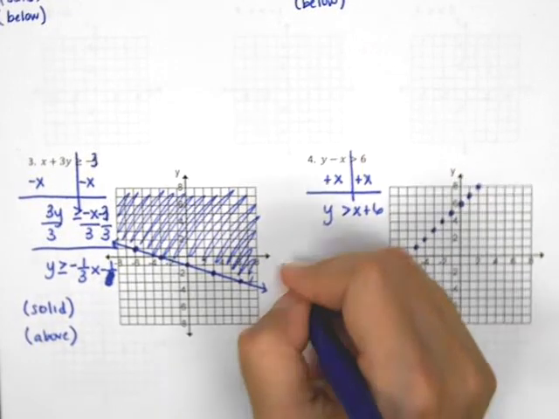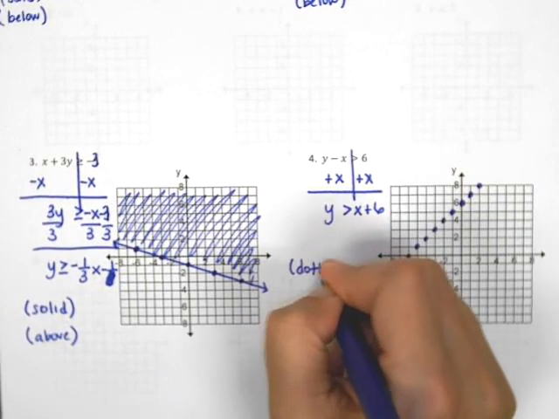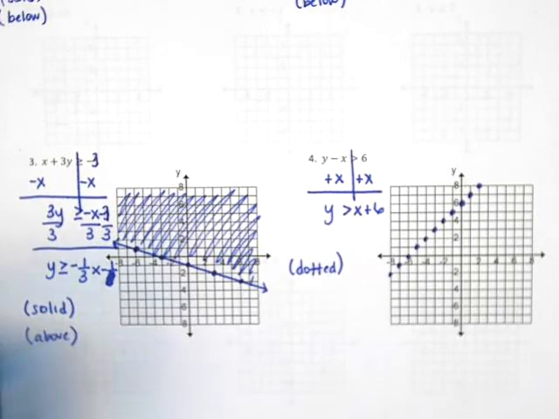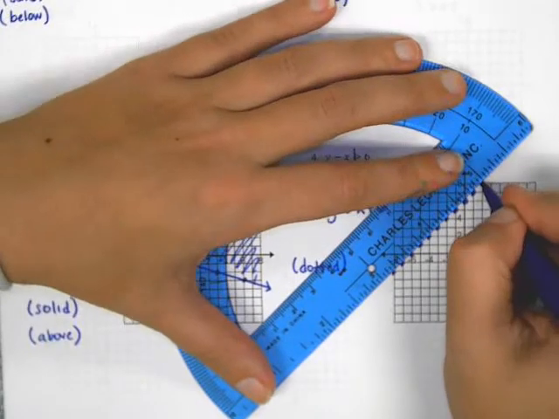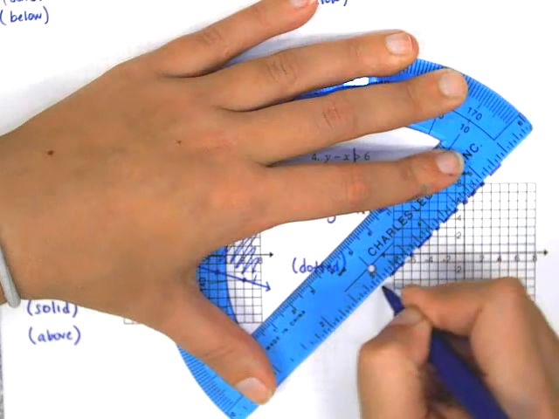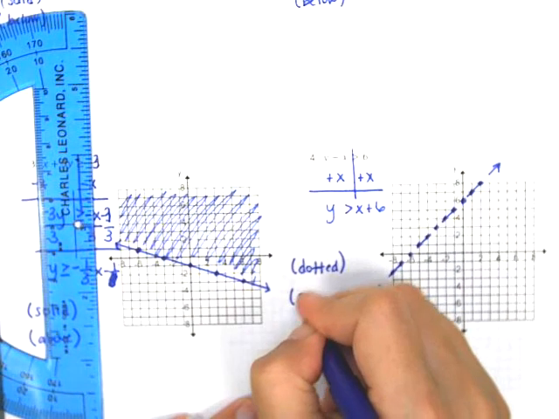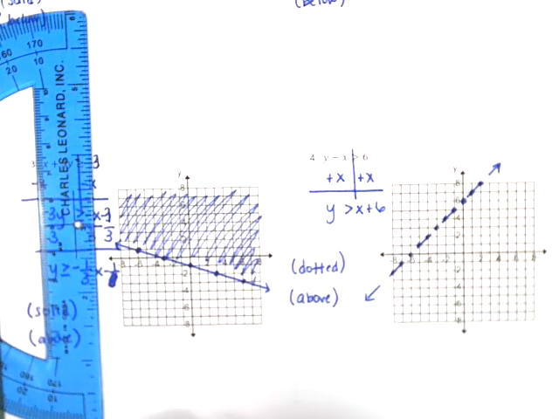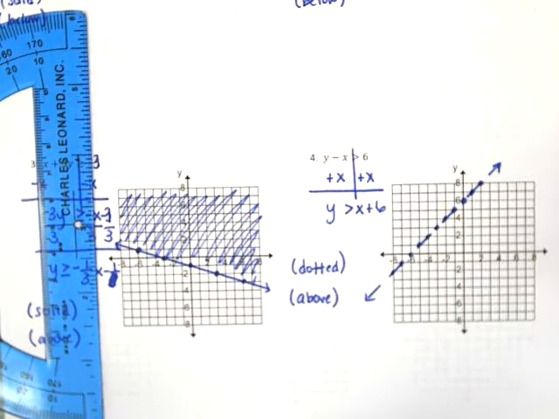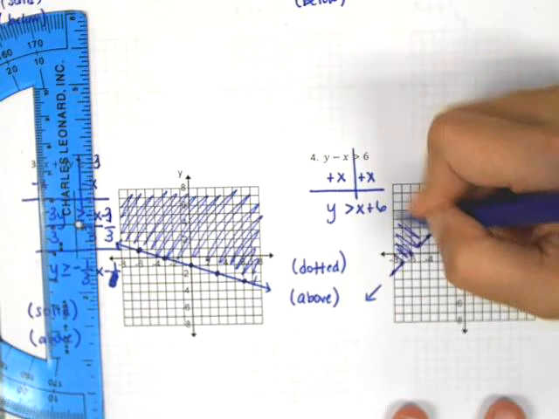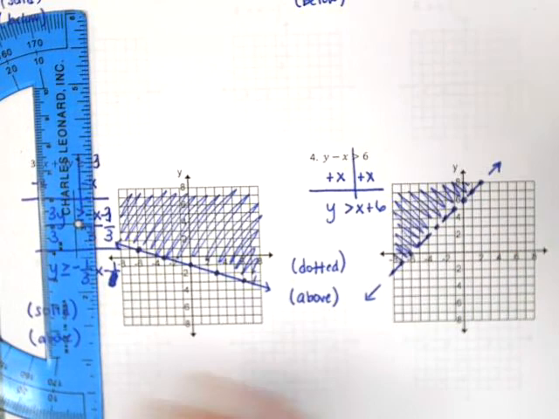Now I'm going to go ahead and make this a dotted line. And the reason I'm making this a dotted line is because there is no equal to symbol. And I'm going to shade above this line because it's a greater than, so above the graph, which would be this region right here.